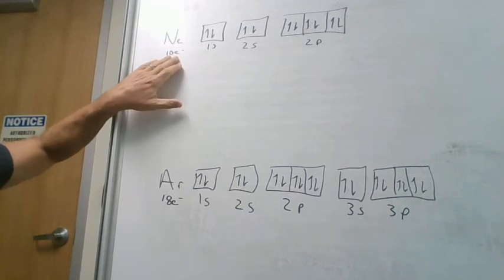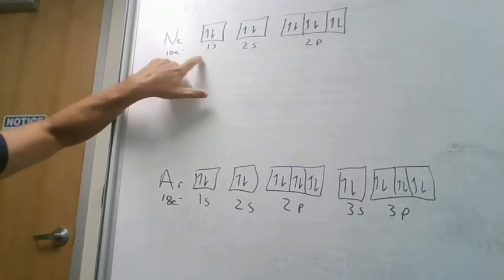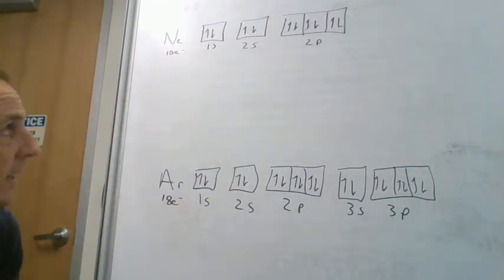Neon has 10 electrons, it's element number 10. And if you look at its orbital diagram, it has a filled energy level 2, so it has 8 electrons in its outer highest energy level, so it's completely full, which is a stable configuration. Atoms want to have that highest energy level filled.